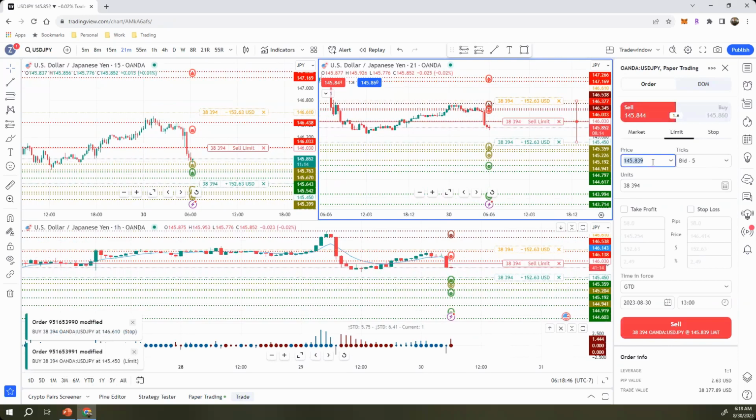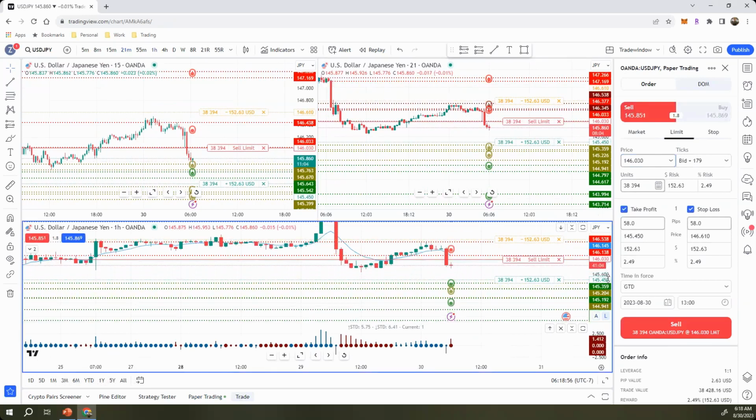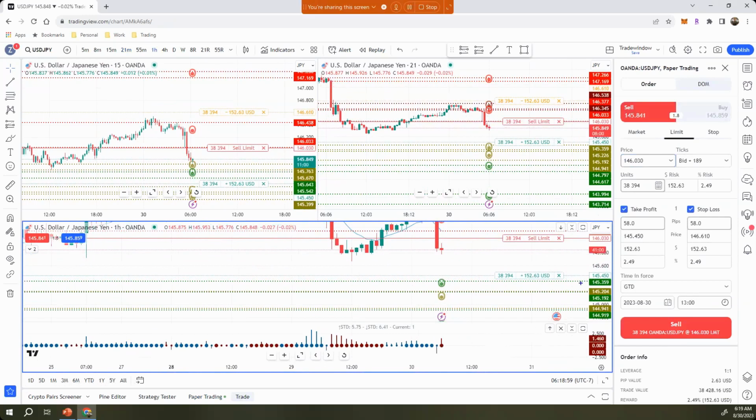Okay, and then of course, now we're selling it again. So 146.030. Take profit, stop loss. So stop loss stays the same, 61. Now our take profit 2 is fairly close to take profit 1. And that makes this trade a little bit less of an R to R, but it's still a valid trade because it's more than 1-to-1.